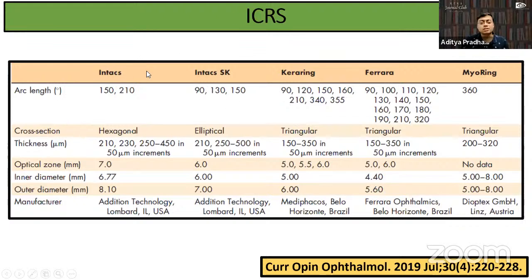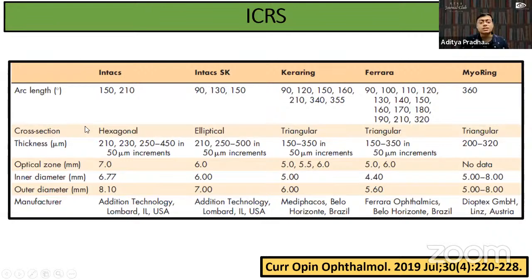You have different segments which are made by different companies. Out of these, only the Intacs and the Intacs SK are approved by the US FDA. The rest are not US FDA approved. They're still available and used in the European continent. So you have Intacs, you have Keraring, you have Ferrara, and the Mayo ring. You see the arc length varies across the different segments. You have the maximum choice in the Keraring and the Ferrara ring in terms of the arc length.